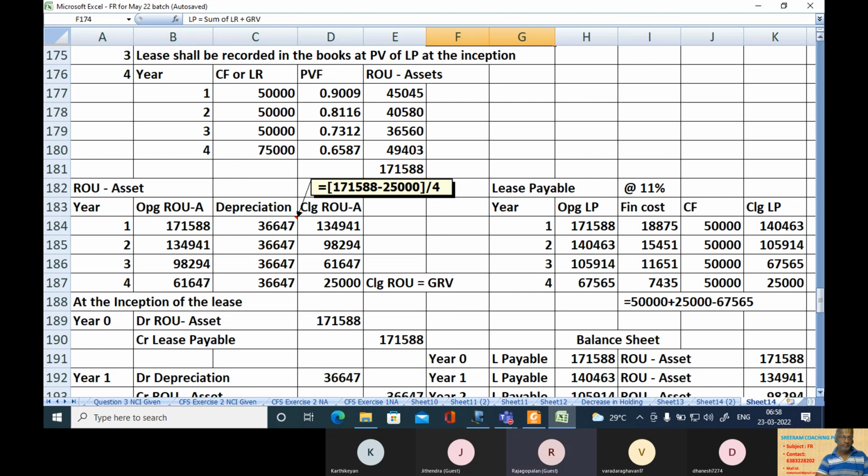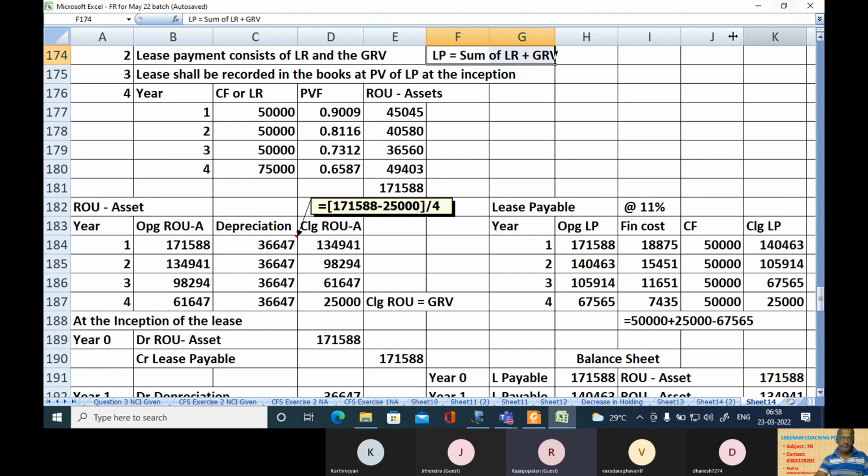This lease payment is equal to sum of lease rental plus GRV. Though I have written, but in the form of equation I have written here.